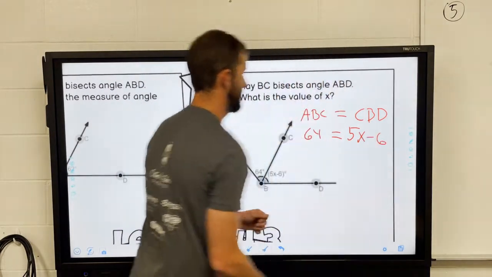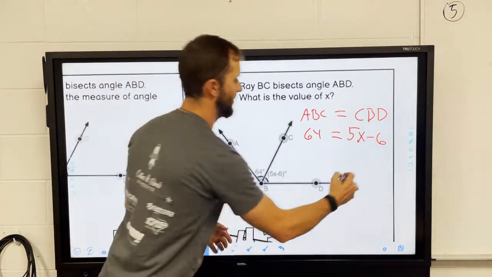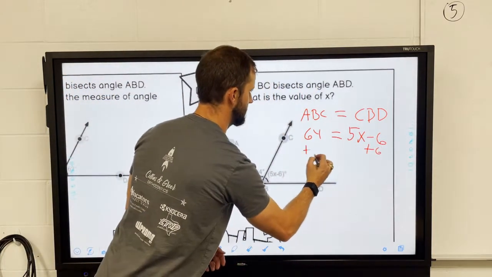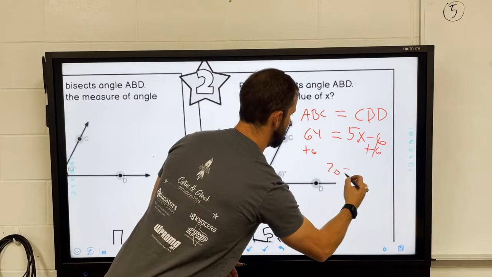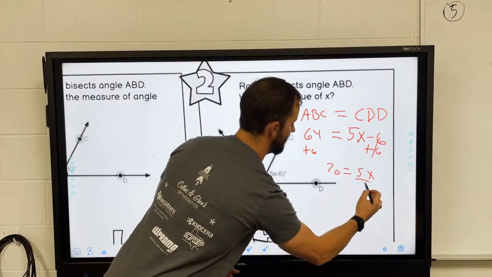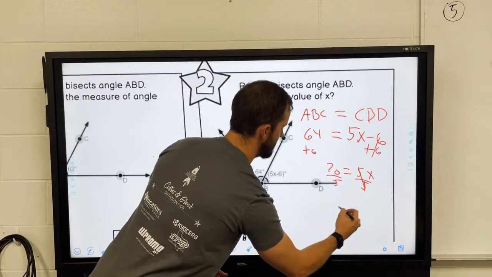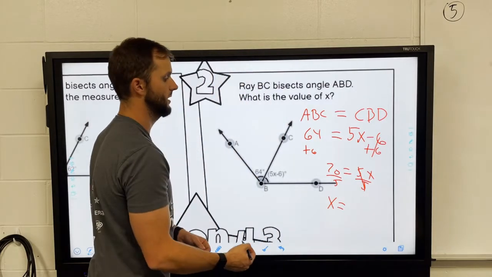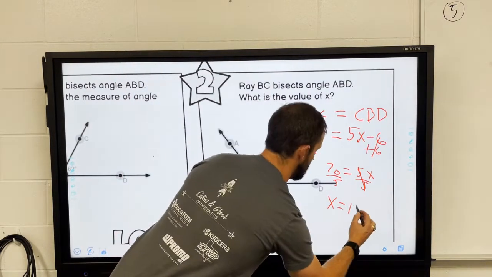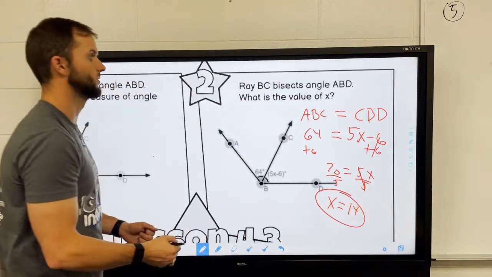5x minus 6. So now all I have to do is solve. I'm going to add 6 on both sides, which will be 70 equals 5x, and then I'm going to divide by 5 on both sides. So x is going to be equal to 14.